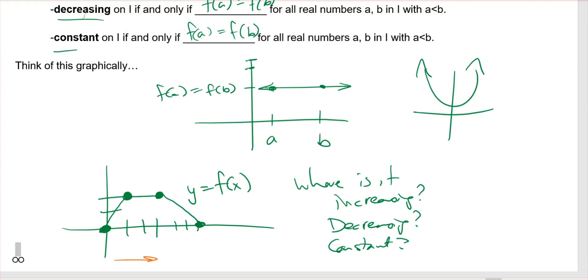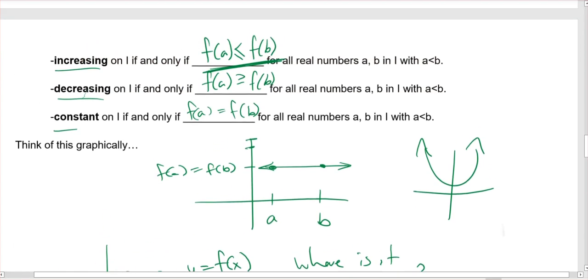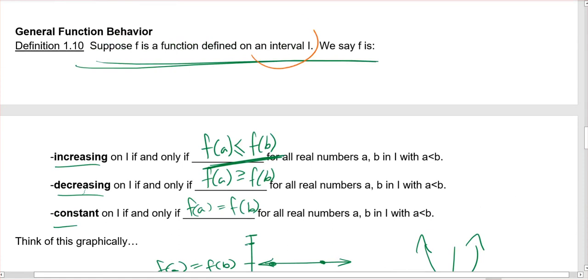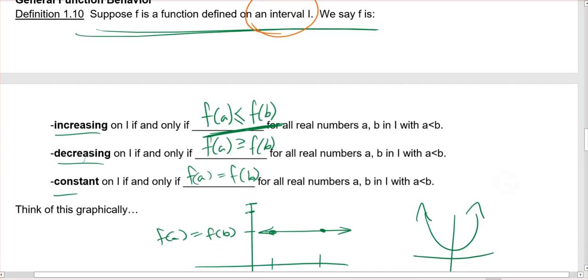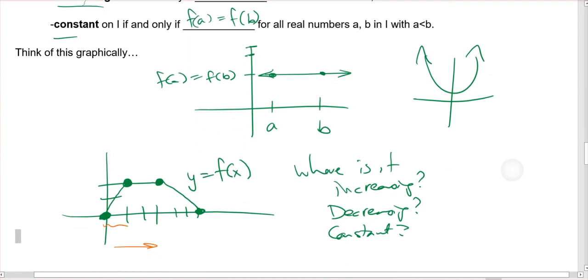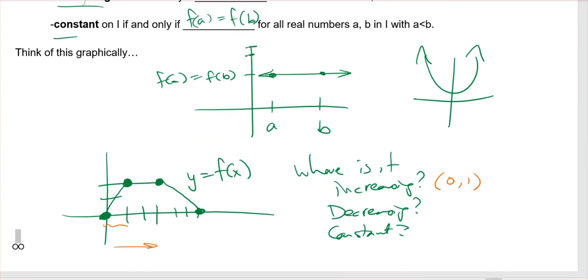Where does it go up? Well, right here, right? So we would just give that interval here. I think we define these as open intervals, right? On an interval I. So we should use open intervals for these, so use parentheses. So increasing here looks like from 0 to 1. Decreasing, we're going to do the same thing, right? We want all of the x intervals for which it's going down. So it goes down from 1 to 3, and from 4 all the way to 6. We want to give an open interval.